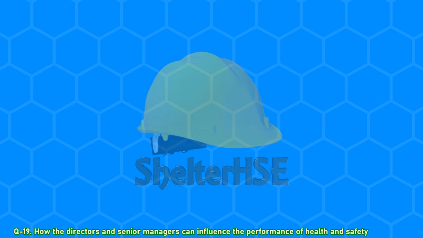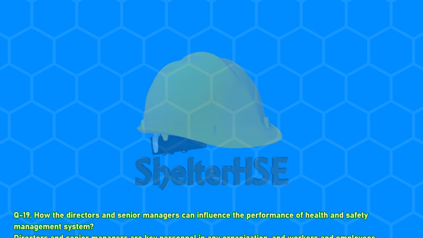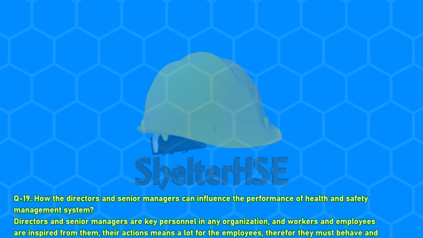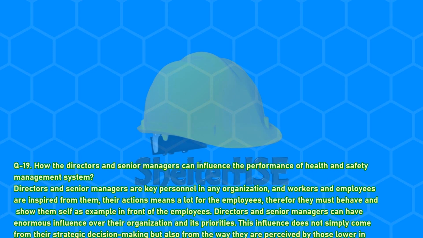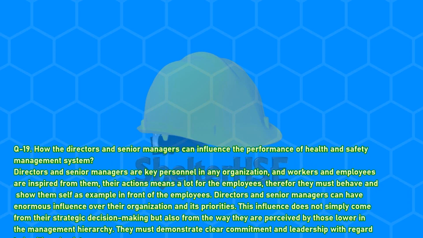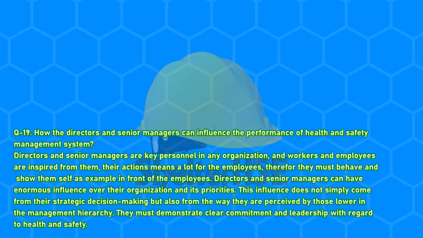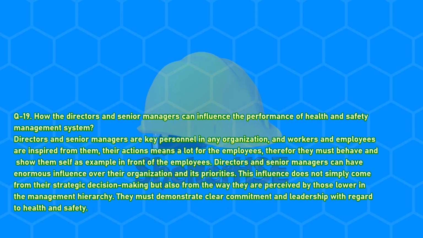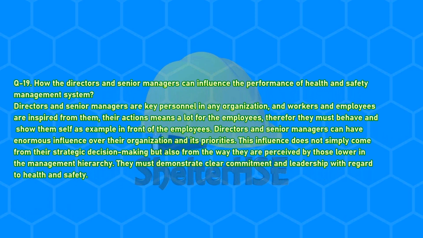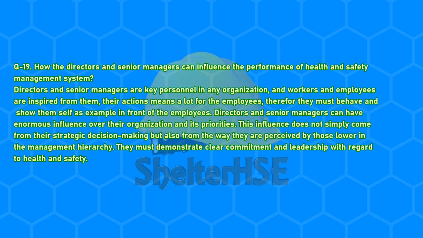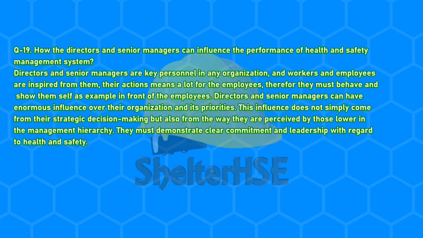Question 19. How can the directors and senior managers influence the performance of the health and safety management system? Answer. Directors and senior managers are key personnel in any organization, and workers and employees are inspired by them. Their actions mean a lot for the employees, therefore they must behave and show themselves as an example in front of the employees.